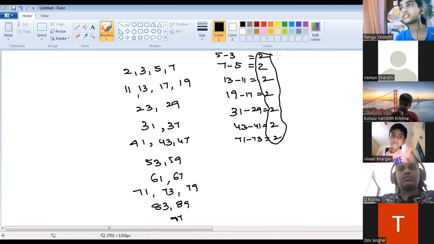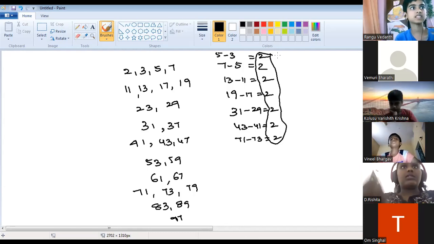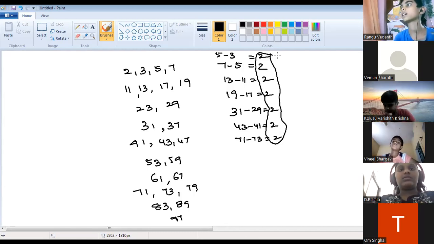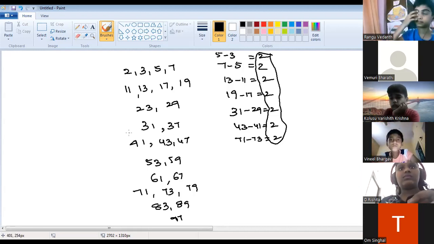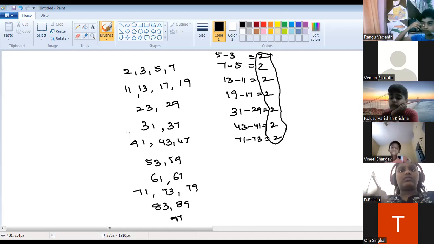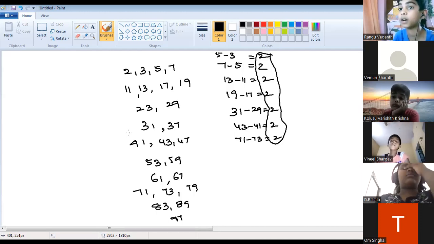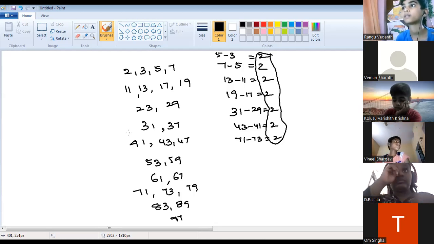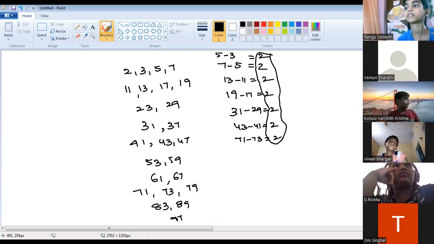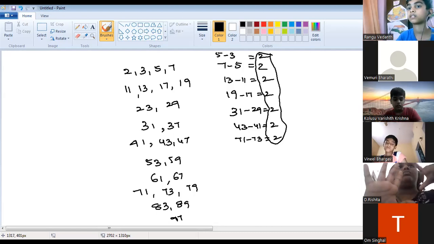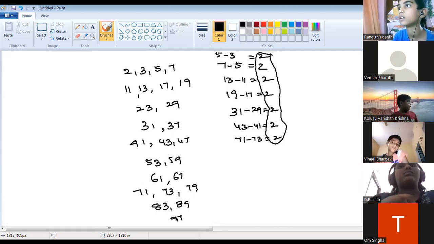If you take 2 square, 5 square is 25, 3 square is 9, 25 plus 9 is... Ma'am, I didn't hear you. Can you repeat it? Children, prime triplets we will learn a little later. Right now, just learn about twin primes. Okay, ma'am.